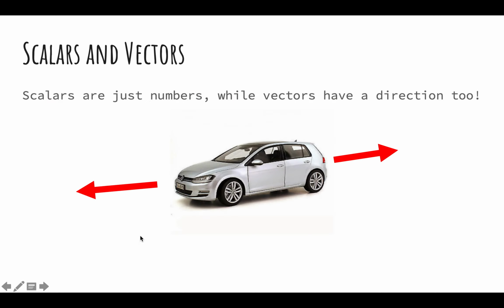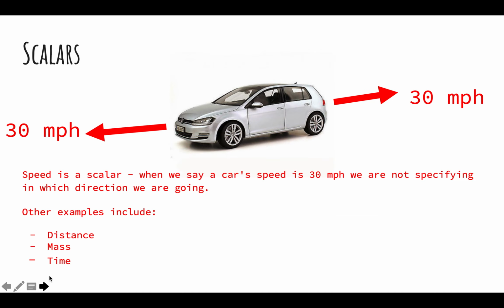Okay, so the difference between scalars and vectors. Say you have a car like this car here. Obviously it can move forwards, it can move backwards, it can change speed, it can change velocity. Scalars are just numbers while vectors have a direction too, and the best way to get your head around this is to give some examples.